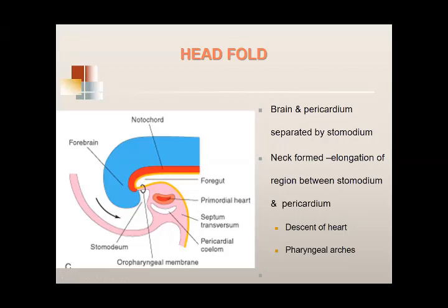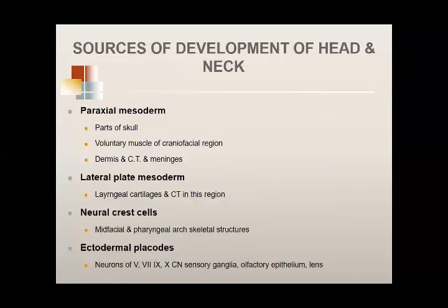So the neck is developed when, number one, the pharyngeal arch is developed. Number two, the heart descends, grows in this direction. Then this part would elongate and develop into the neck. So this area between the brain and the heart increases in length because the heart descends and the pharyngeal arches are formed.